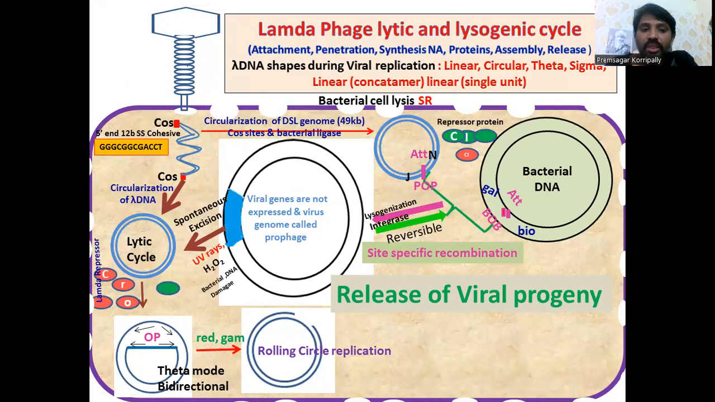So this is all about the lambda phage lytic and lysogenic cycles and the various features of them. As I told you, during the entire process the lambda DNA is converted to a circle, enters the prophage state, again circle and theta and rolling circle, sigma and concatamers, and again leads to the single double-strand linear molecule.